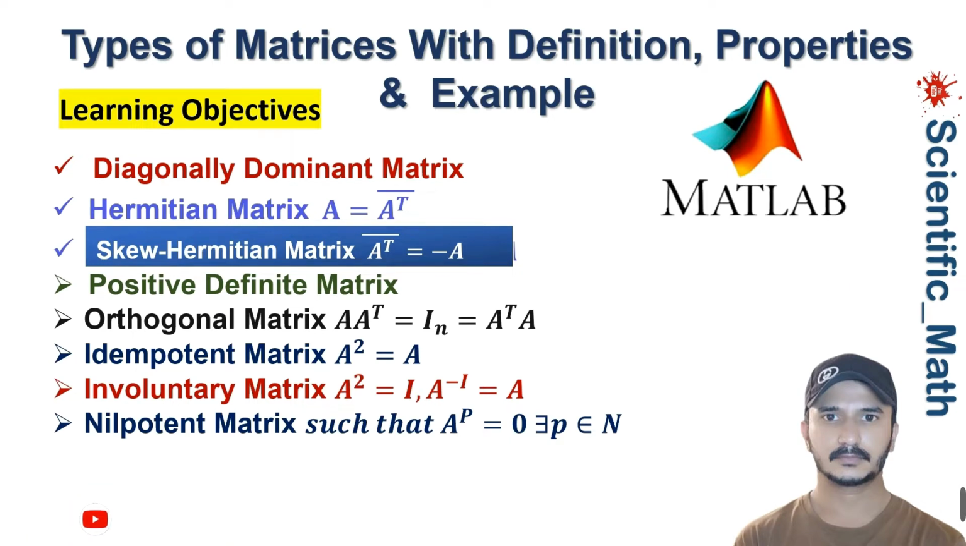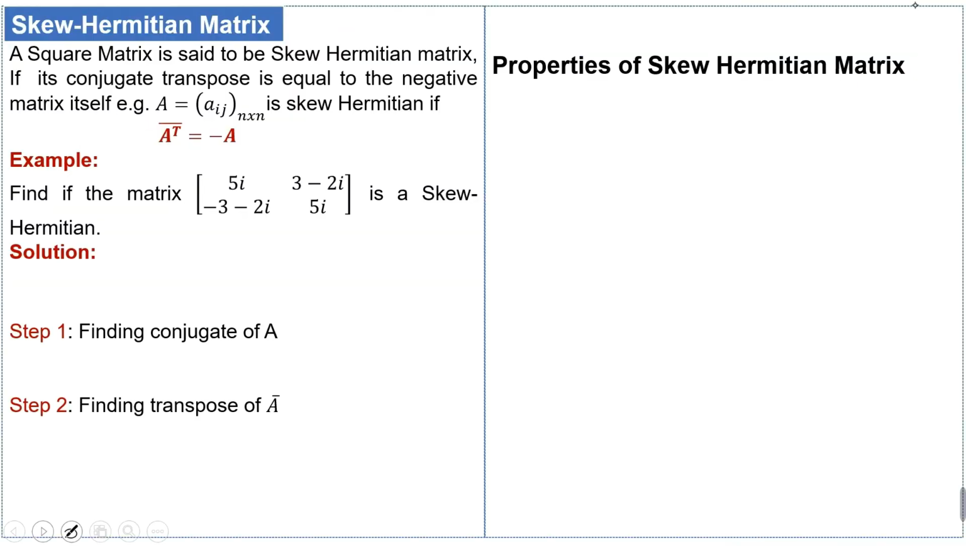We are discussing types of matrices with definition, properties and example. In previous lectures, we have already discussed the diagonally dominant matrix and the Hermitian matrix. In this lecture, we will discuss the skew Hermitian matrix. I will provide the links to all these lectures in the video description, you can watch. Okay, so let's go.